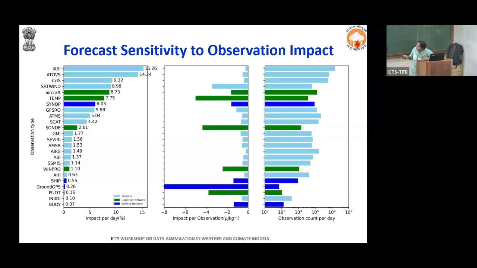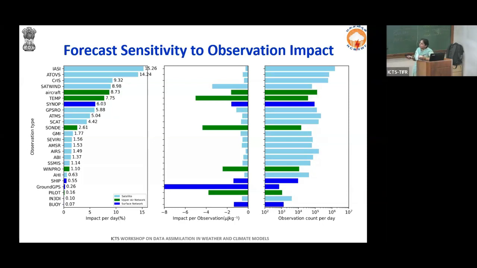So if you see the TEMP, it has 7.7% impact per day. And if you see the impact per observation, negative means it is reducing the error, that's why it is coming in negative. And we have a lot of observations also. Some of the conventional observations and some of the satellite observations are very important, and if they are more in number, the error reduction is huge.